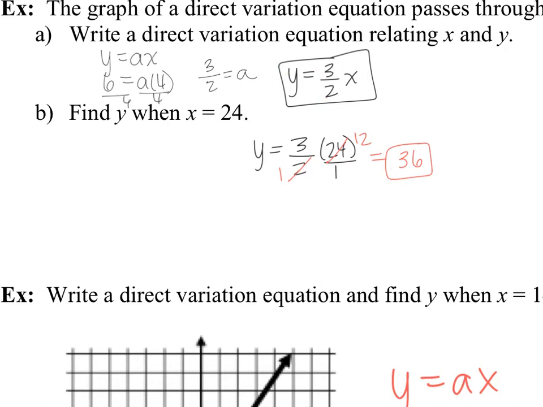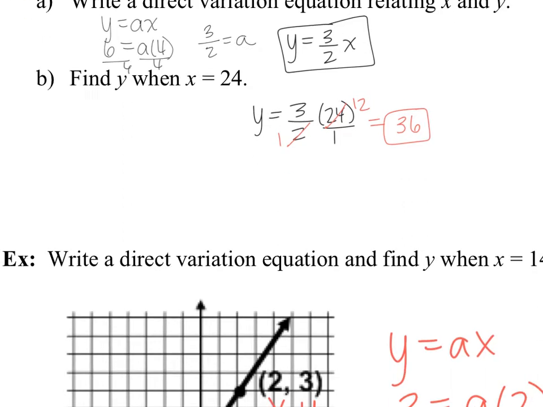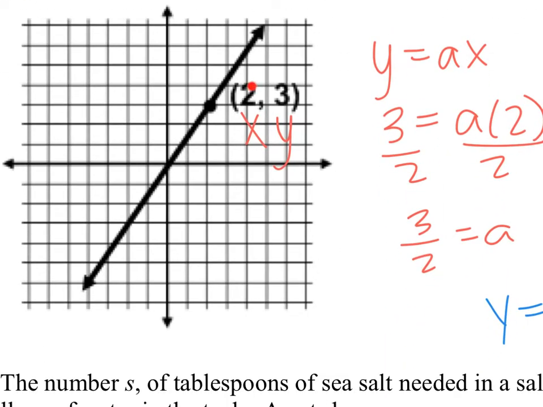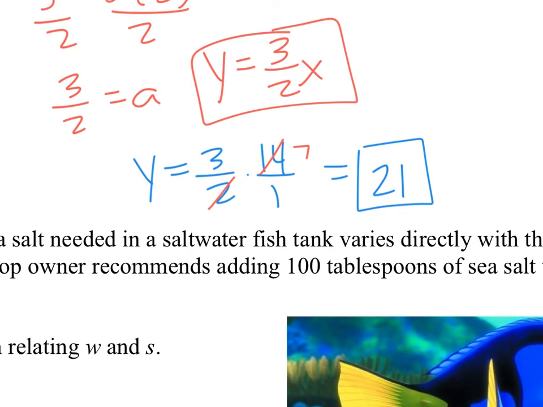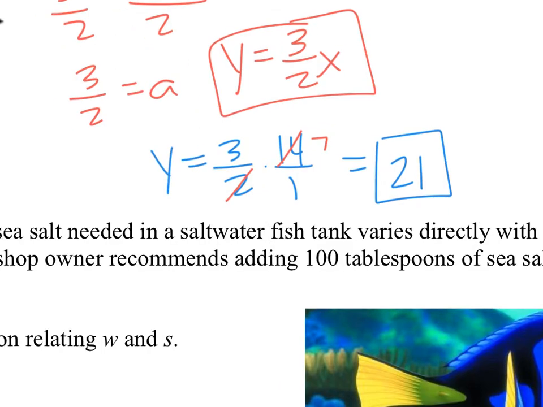Then part B asks you to find y when x equals 24. So I just replaced x with 24. Because it's fractions, I cross-canceled, so y would equal 36. In this example, here's my x, here's my y, so y gets replaced with 3, x gets replaced with 2. To isolate a, I would divide both sides by 2. A equals 3 over 2. So my direct variation equation is y equals 3 over 2x. And then replace x with 14. That would cancel, become a 7, would equal 21.